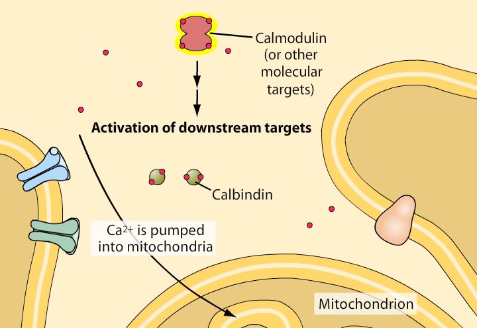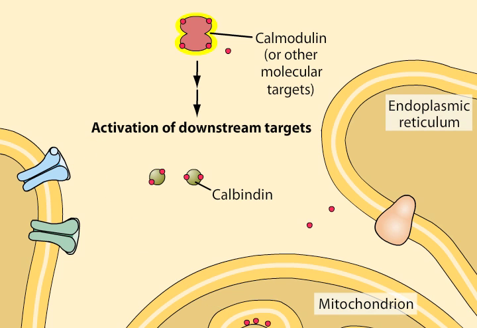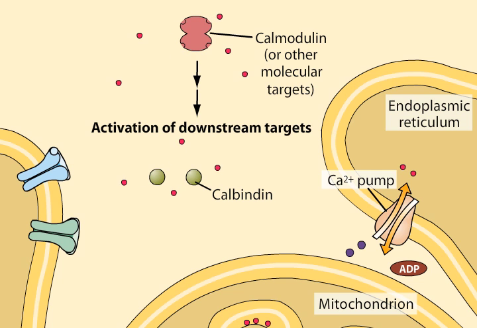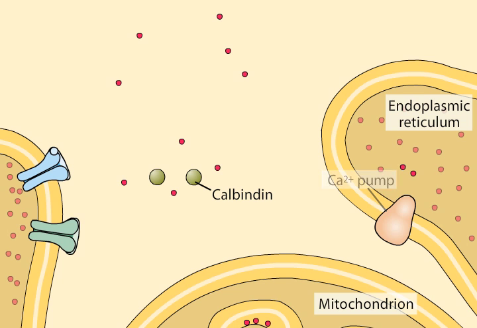Calcium ions are also pumped into the cell's mitochondria and endoplasmic reticulum. The endoplasmic reticulum uses a calcium pump similar to that in the plasma membrane. As calcium levels fall, the signaling systems return to their resting state. Through the action of the pumps, the ER and mitochondria can serve as storage depots of calcium ions that are later released to participate in signaling events.